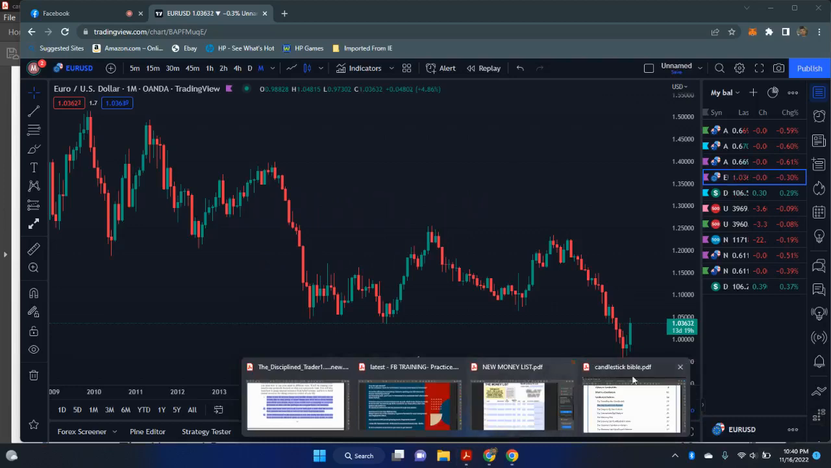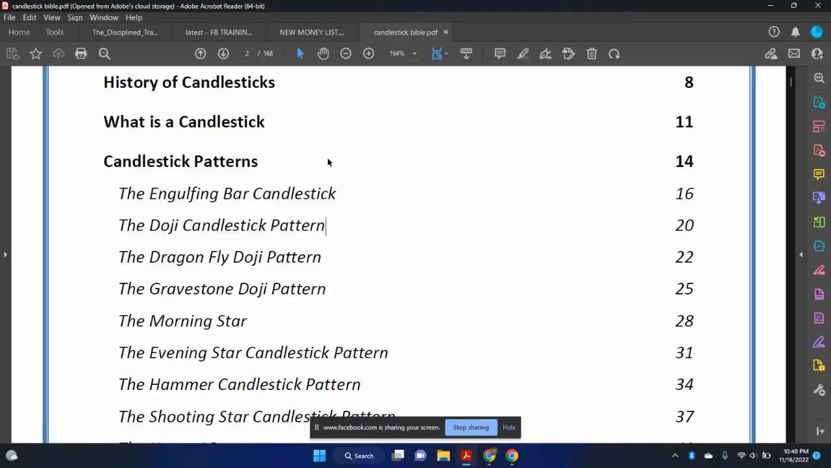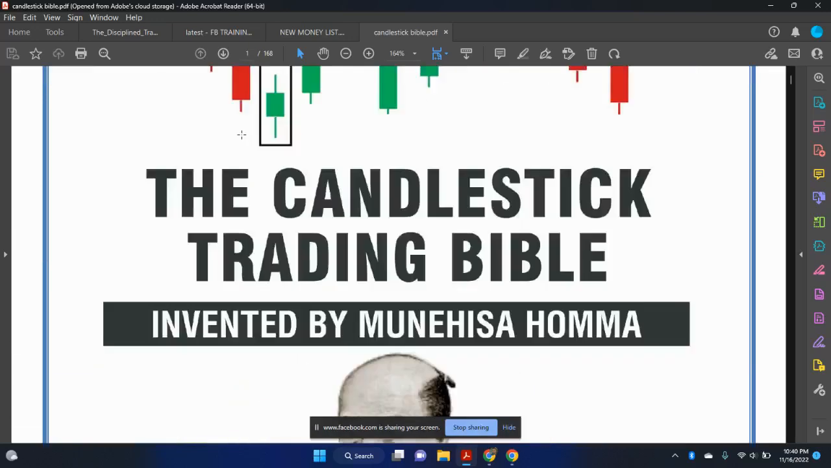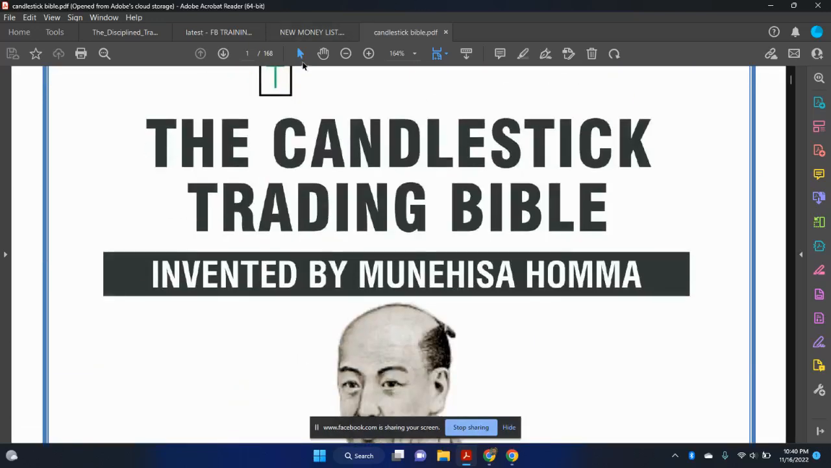Alright, so today we are getting started, and we are going to go over the Engulfing bar candlestick and the Doji candlestick. Just to recap from last week, the book that we are going over is called the Candlestick Trading Bible. I did a Google search, and if you type in the Candlestick Trading Bible, it's a free PDF that you can download. You do not have to buy the book, but if you want the book, you can get the book. Hey, whatever floats your boat.